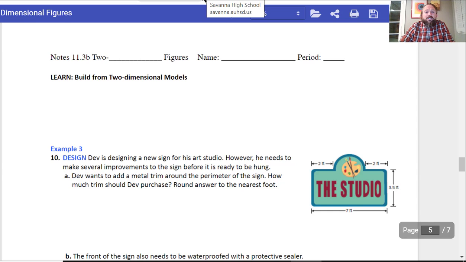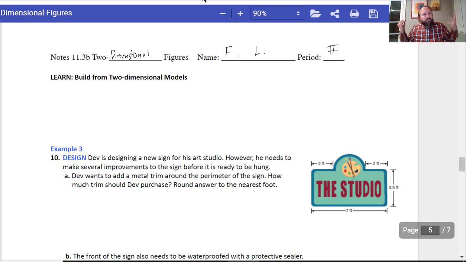Hello everyone, Mr. Schultz here for Integrated Math 1, and we're doing 11.3 two-dimensional figures. Make sure that you understand this is part 2, and that you have to write your first and last name at the top, as well as your period number.